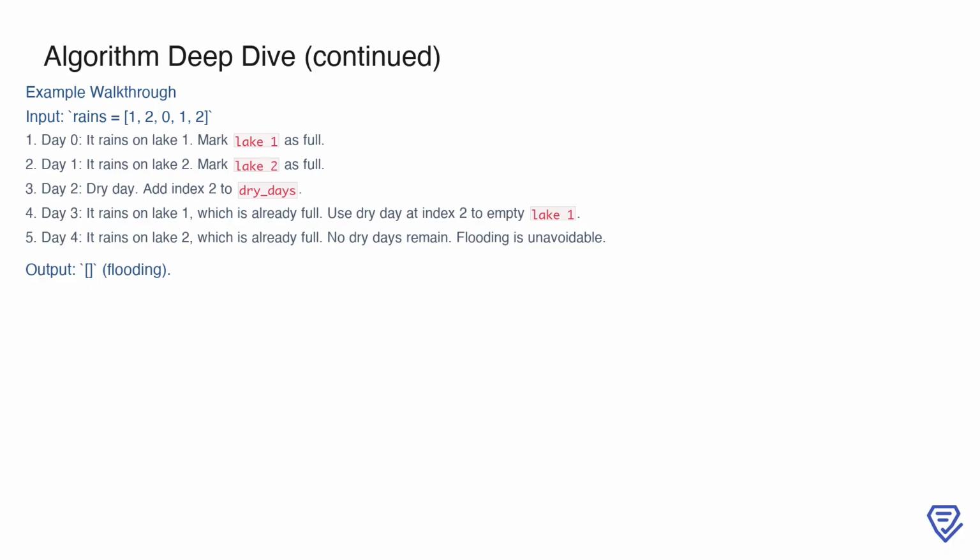On day 2, it's a dry day, so we add index 2 to the dry_days list. On day 3, it rains on lake 1 again, which is already full. We use the dry day at index 2 to empty lake 1, preventing flooding. On day 4, it rains on lake 2, which is already full, but no dry days remain to empty it. As a result, flooding is unavoidable, and the algorithm returns an empty array.